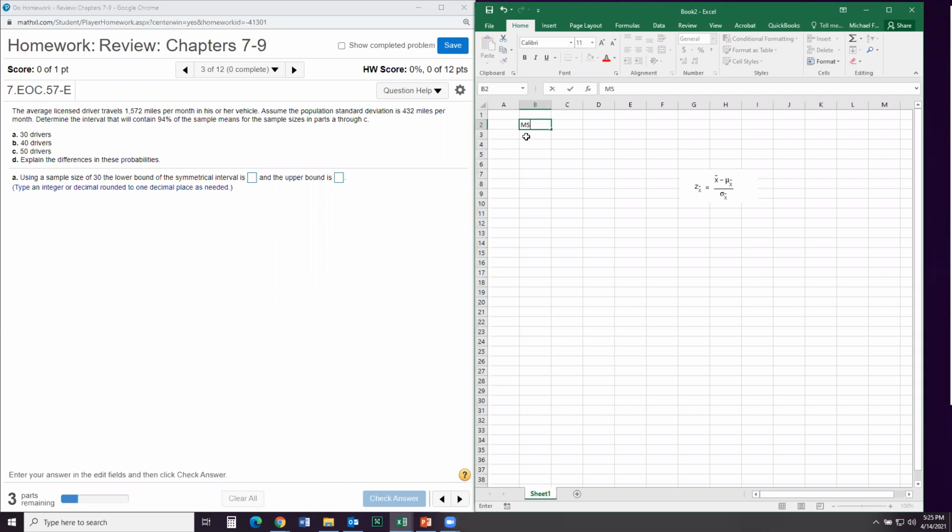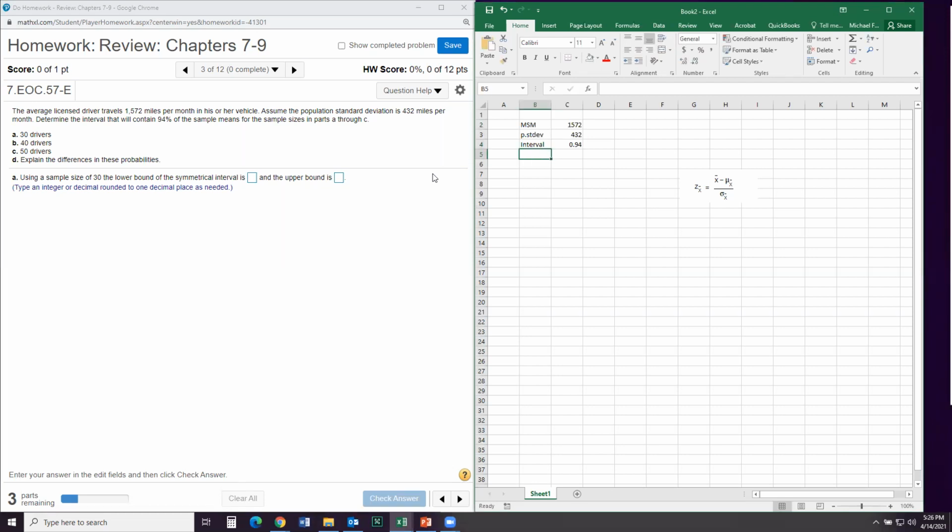Actually, we're going to call this the mean of the sample means, which is sort of like the mean of the population. But we'll use it for the mean of the sample mean coming up. So 1572. The population standard deviation is 432. The interval size they want us to do is 94%. So I'll just go ahead and put that in there, and we'll see what I do with it in a minute.